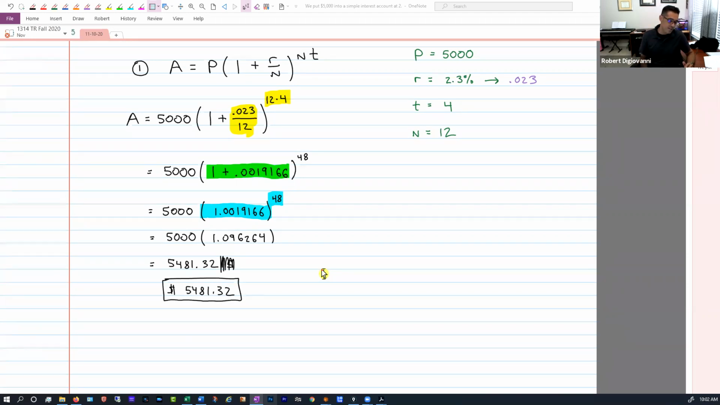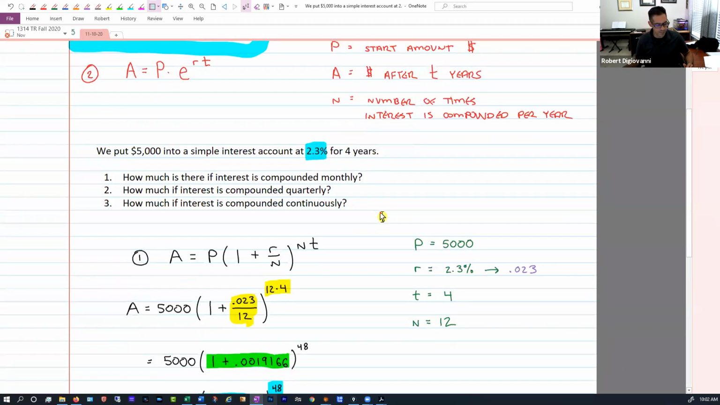Is that good or bad? I mean, it's about $120 a year, and we got about $480 from the bank total in 4 years. So that's about $120 a year, which is about $10 a month. That's how much the bank paid us to borrow our money, $10 a month, just about. Now let's look at the second part of this problem.